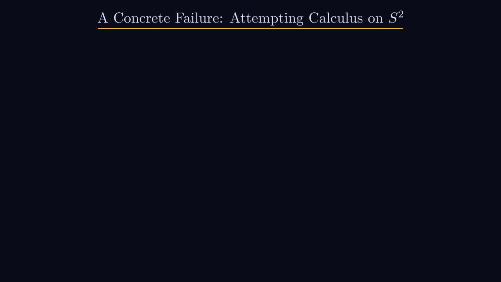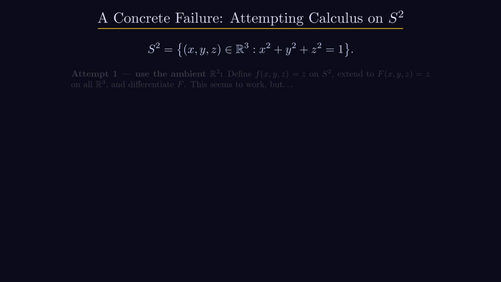We attempt calculus on S^2, the unit sphere in R^3. S^2 is the set of all points (x, y, z) in R^3 satisfying x^2 + y^2 + z^2 = 1. Attempt 1, use the ambient R^3. Take the function f(x, y, z) = z on S^2, extend it to all of R^3 as capital F = z, and differentiate F. This seems to work, but there is a serious objection.